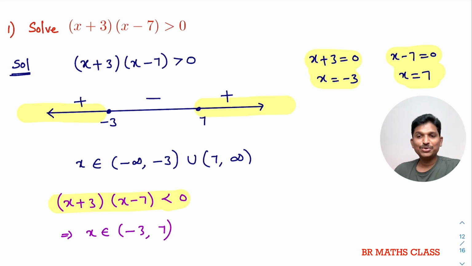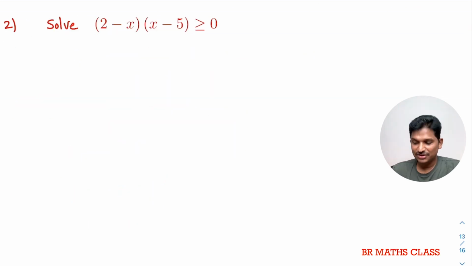right? Okay, so successfully we completed first problem. I hope you understand this, right? We will move to next question. You observe this question. What is there here? 2 minus x into x minus 5 greater than or equal to 0 is there. Here one problem is there.